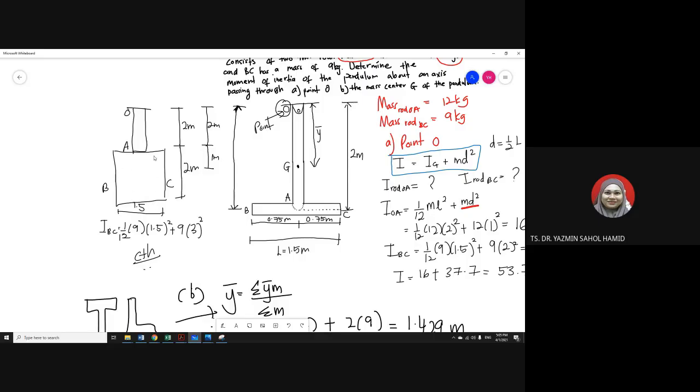Nampak macam square tapi sebenarnya bukan square, dia rod. Okay, so I untuk BC of course the same, 1/12 kali mass 9. Okay, so length BC berapa? 1.5 squared plus mass BC. Okay, tapi dia punya length 2.0 berapa? Maksudnya macam mana nak calculate? 2 bahagi 2 dulu and then baru tambah 2. So dia jadi 3. Betul tak? Betul. Okay, ini saja saya nak buat pembandingan, nak bagi you nampak sebab dia punya dimension tak jelas lah.